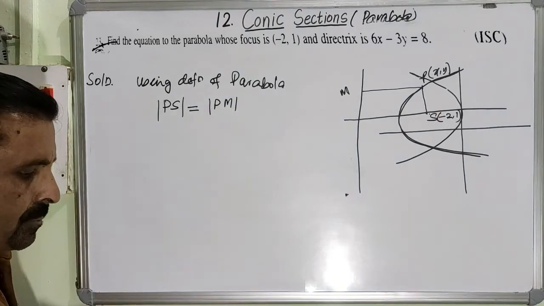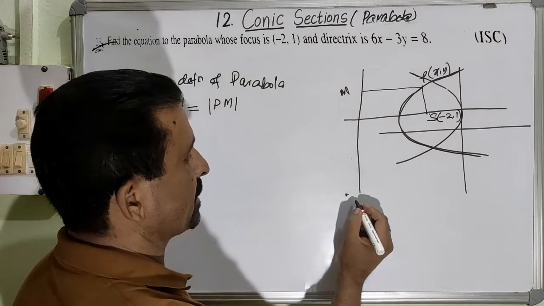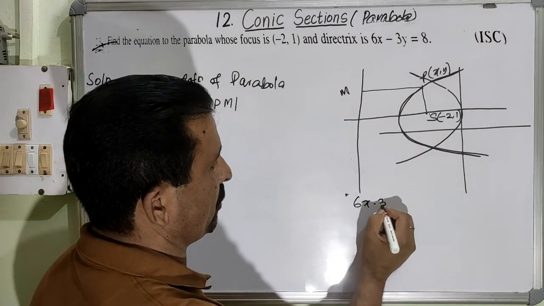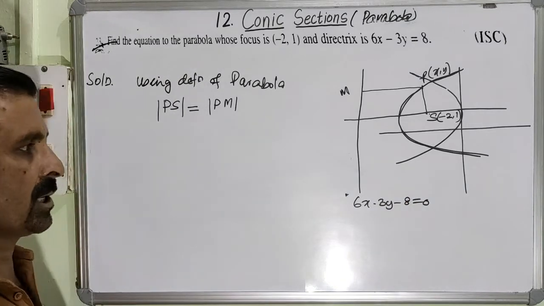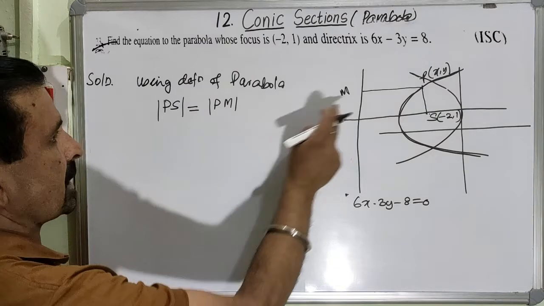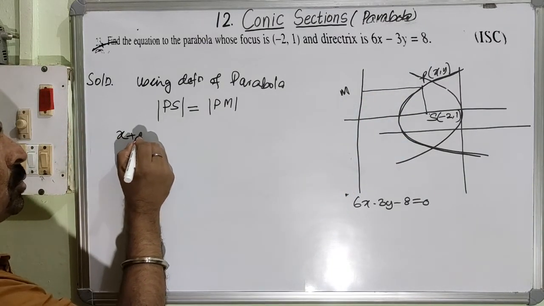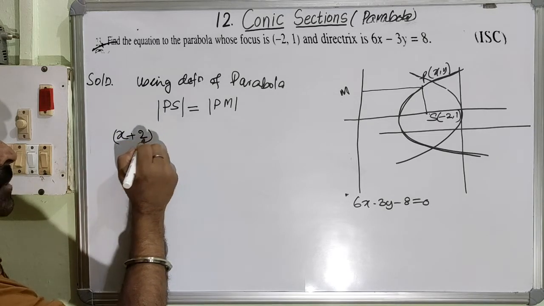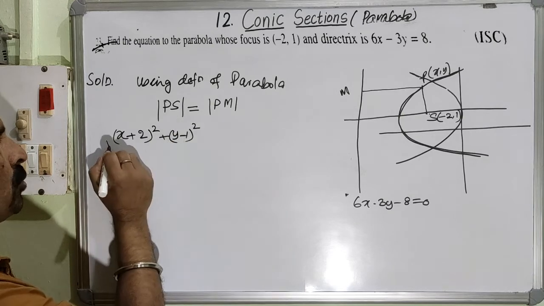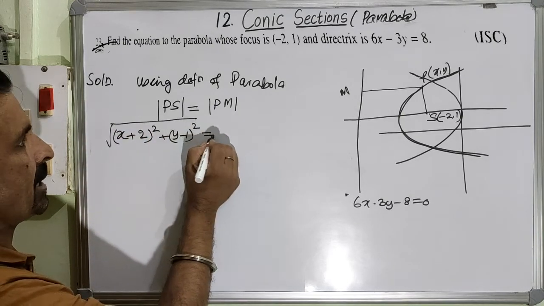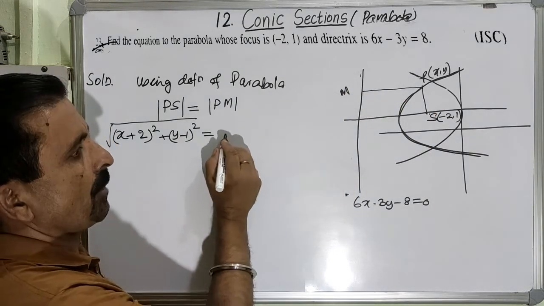Here the equation of the directrix is given as 6x minus 3y minus 8 is equal to 0. This is the equation of the directrix given. So let us see. PS will be by the distance formula, square root of x plus 2 whole square plus y minus 1 whole square. And then on the right hand side PM, using the distance of a point from a line, we can use the formula.